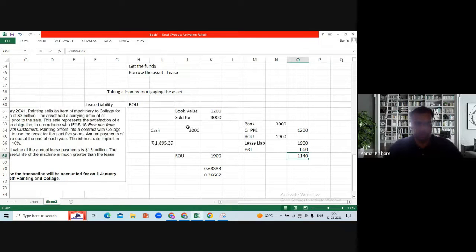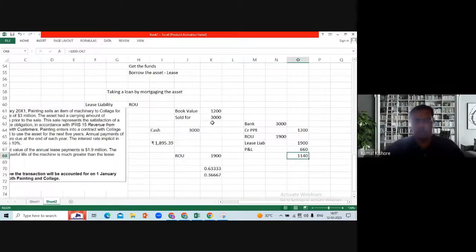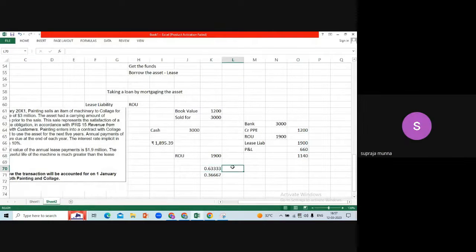Are you getting first the meaning of this point? The meaning of this point is the seller lessee must measure the right of use asset as the proportion of the previous carrying amount that relates to the rights retained. So 2 points: rights retained and rights transferred. How much is the rights retained? 63%.